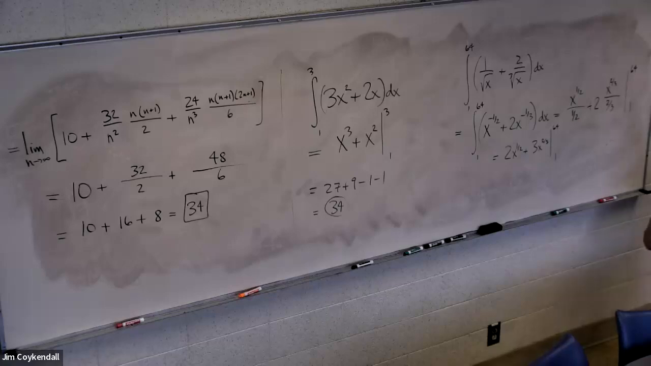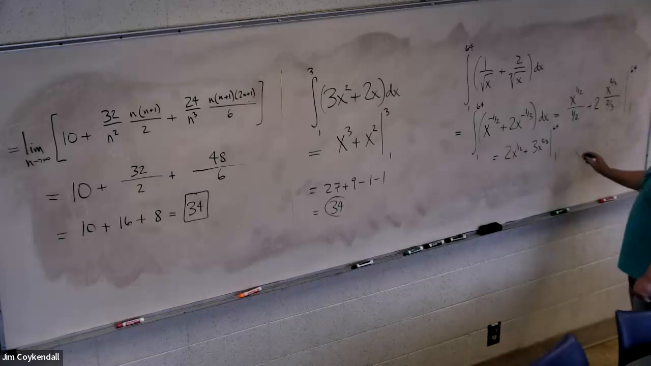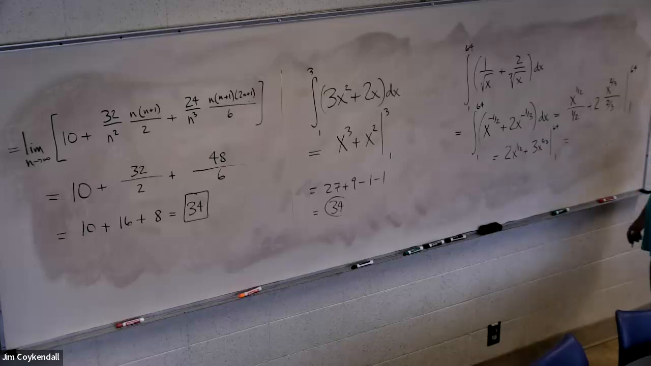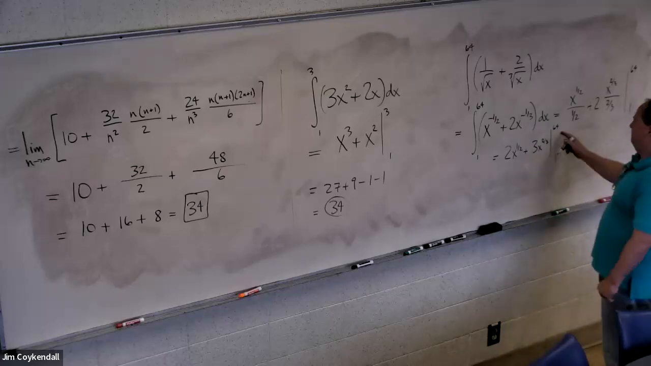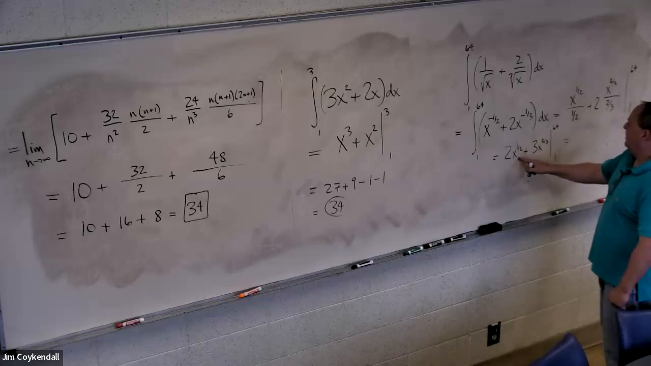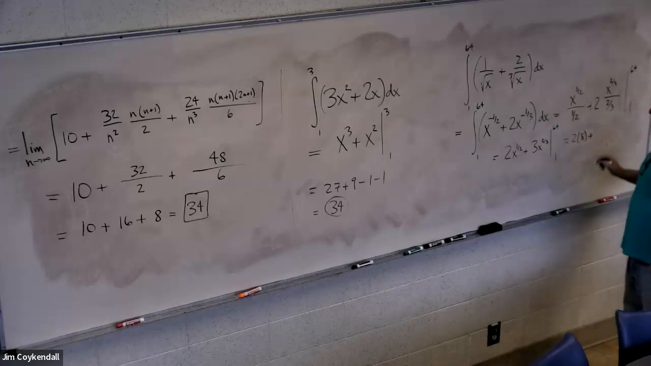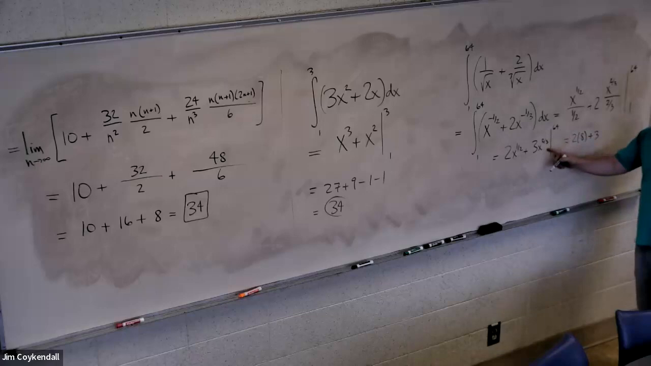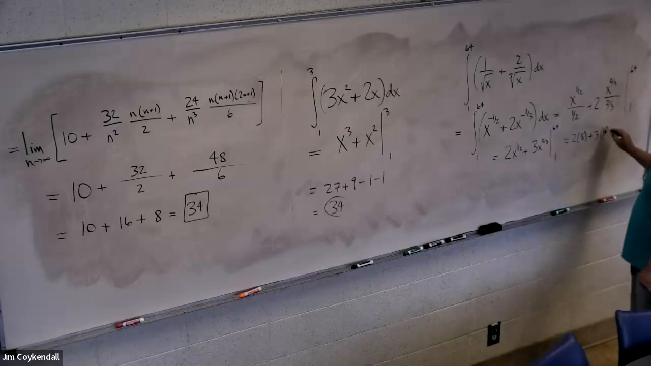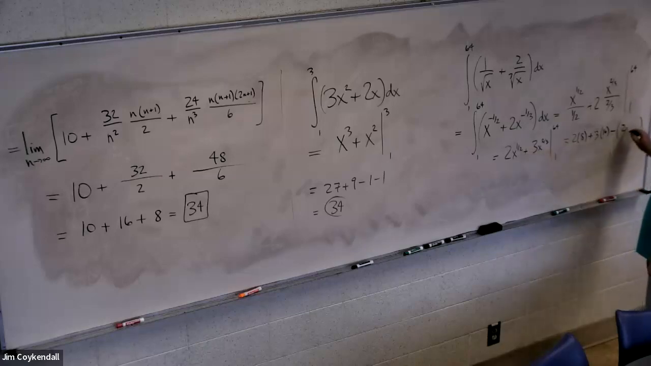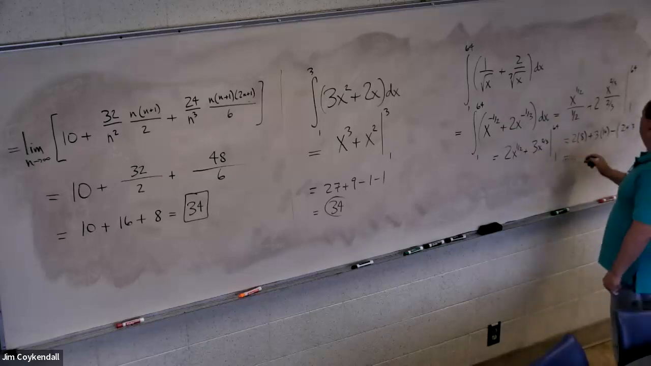So put in 64 here, and that's 2 times 8. This is 3 times 64 to the 2/3. The cube root of 64 is 4, and 4 squared is 16. Minus, when I put in 1 here, I get 2 plus 3. So that's 16, 48 is 64, minus 5 is 50.